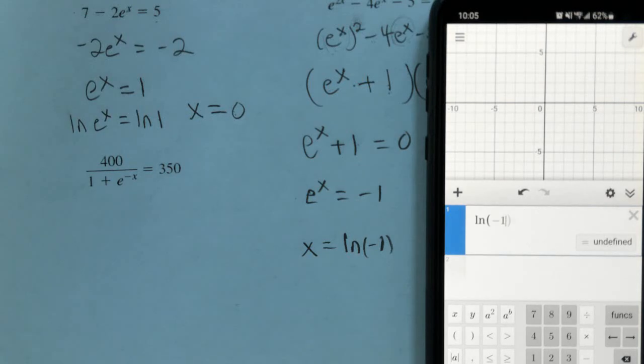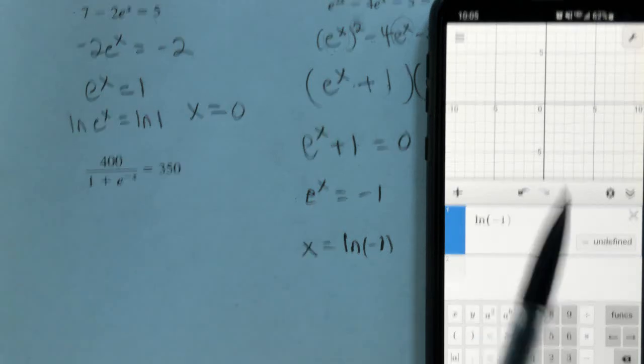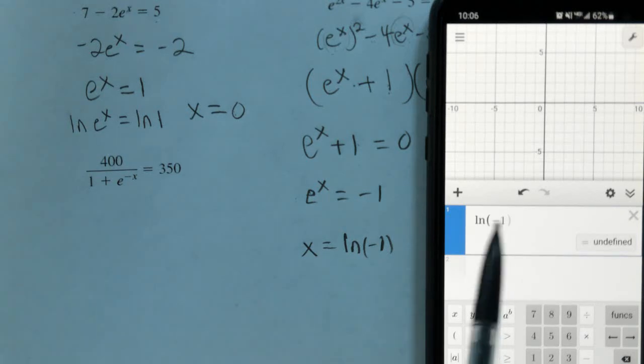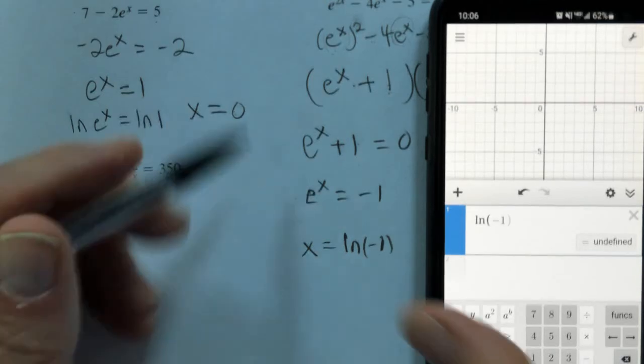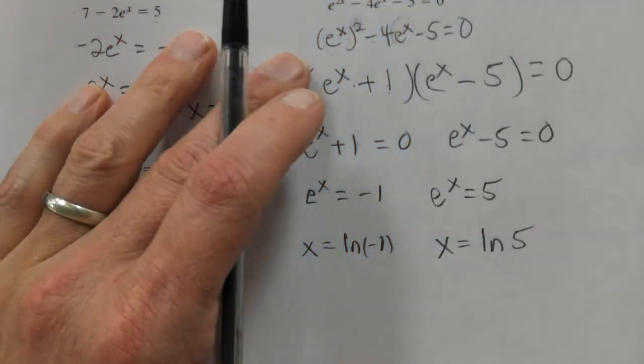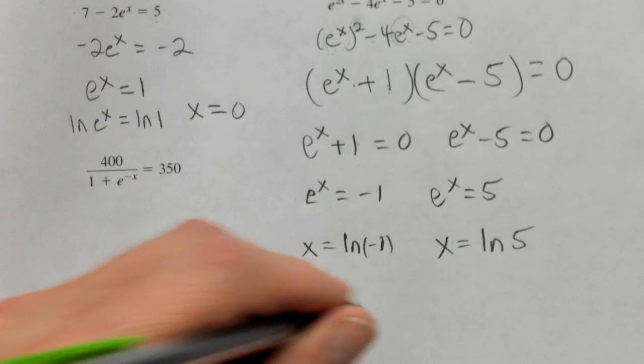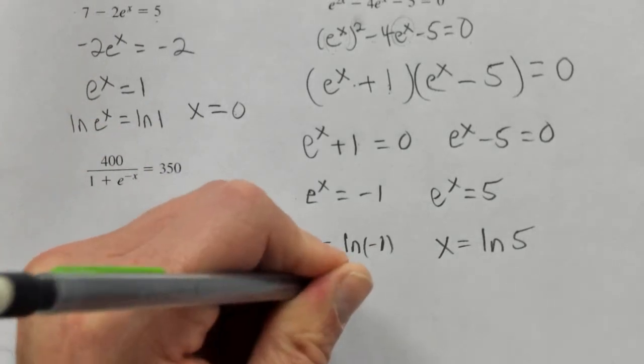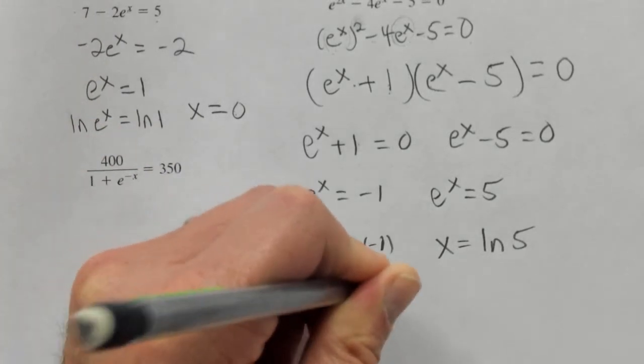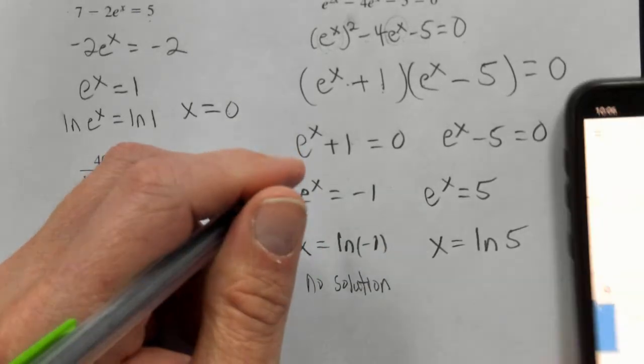There was a restriction on the number that you can take the log of. It's got to be positive. Remember that? This is the reason. It's undefined. You can't take the log of a negative number. And so this one doesn't have a solution here. However, the other one does, and that's going to be my answer.